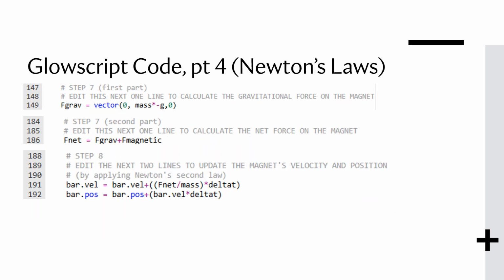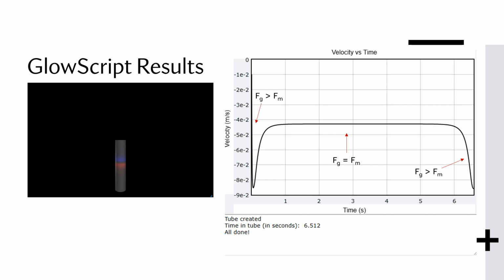And then lastly, in part 4 of the code, you can see that we use Newton's law, where we find the gravitational force, and then we find the net force by adding the gravitational force plus the magnetic force. And then we find the velocity of the magnet in step 8. And then here you can see the results.